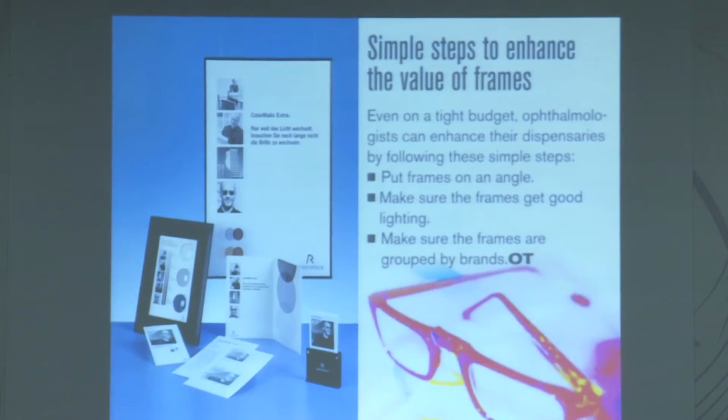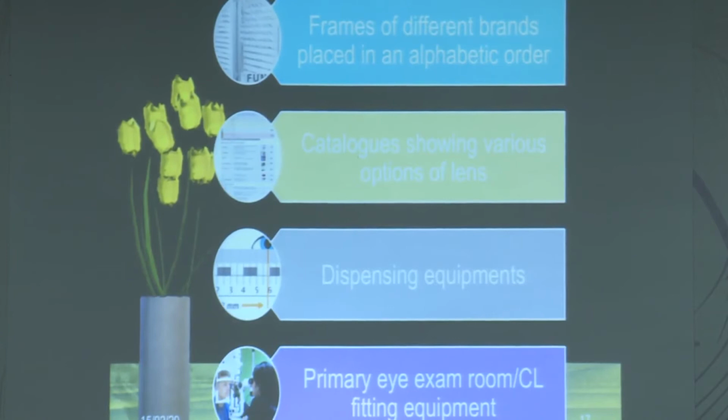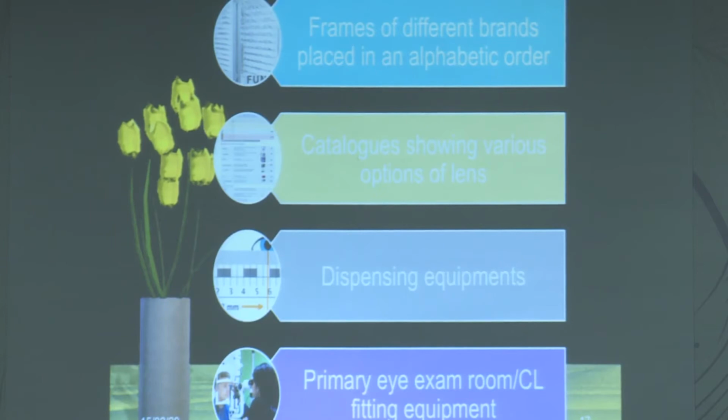Most of the vendors do give their presentation items and display areas that can actually reduce your cost, and if you keep changing it, that would be a good branding change also. Frames of different brands are placed in alphabetical order. This is basically for managing the frames, and you can have a catalog of your own, and you can also have some dispensing equipment and contact lens fitting equipment. If you have space, you can delineate some area for low vision aids or contact lens. These are all nice segments in your optical business.